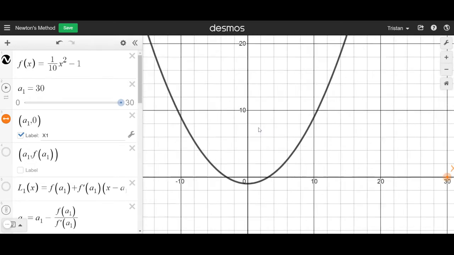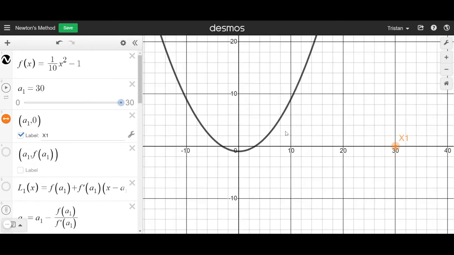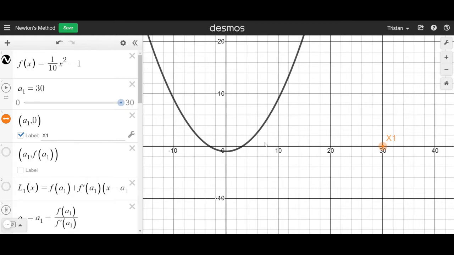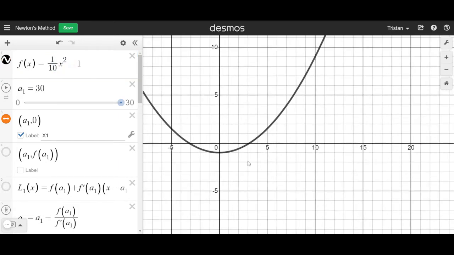So let me show you what I have here. I have a Desmos graph here that's going to demonstrate that method. I have graphed the function f of x equals 1/10 x squared minus 1. What we're going to try to do is solve the equation f of x equals 0, which means we want to know where the x-intercepts are. Desmos is giving me those answers, and we're just going to look at the positive one over here. Desmos is telling me that the answer is 3.162.